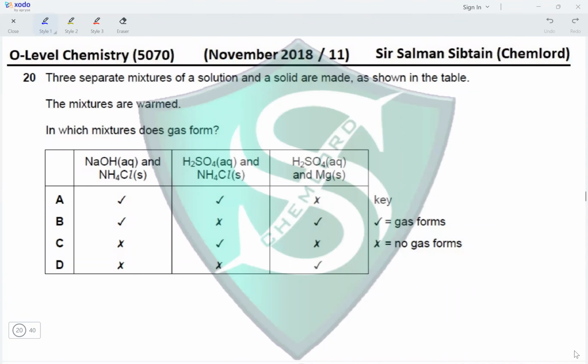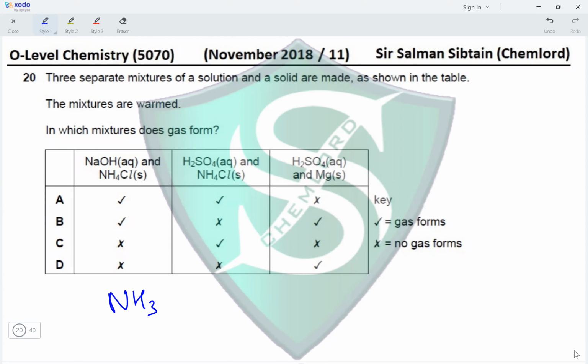Question 20. Three separate mixtures of a solution and a solid are made as shown in the table. The mixtures are warmed. In which mixture does gas form? So NaOH and ammonium chloride. NaOH is a base, ammonium chloride is an acidic salt of ammonia. So in this case, ammonia gas would be produced.